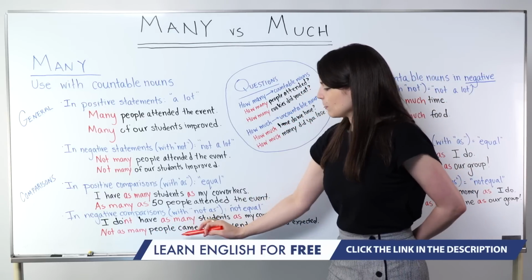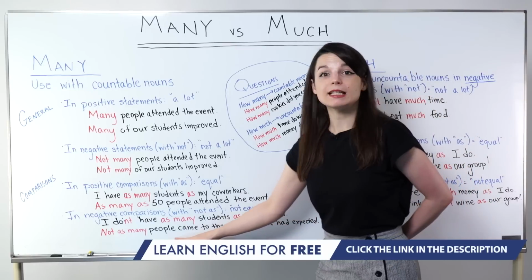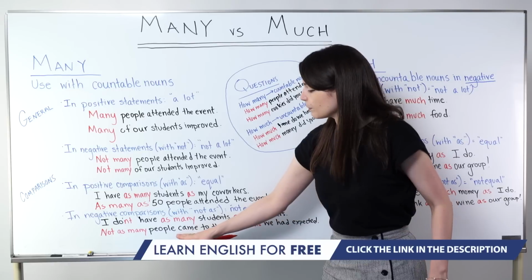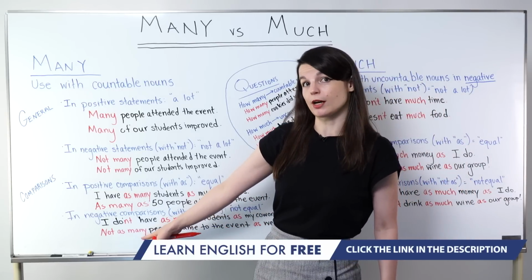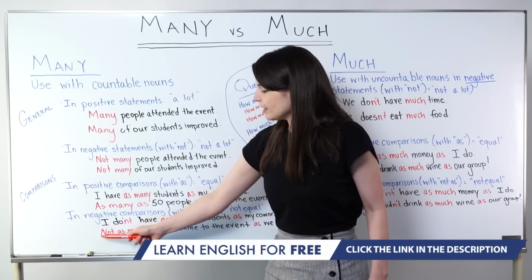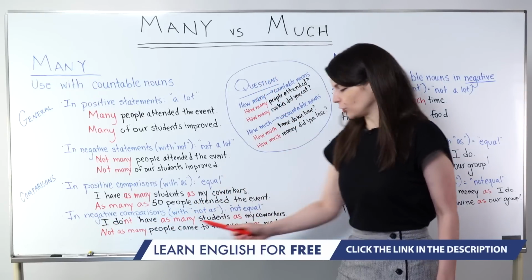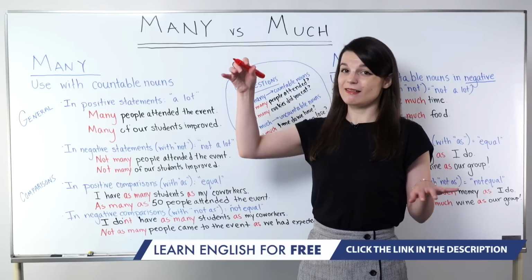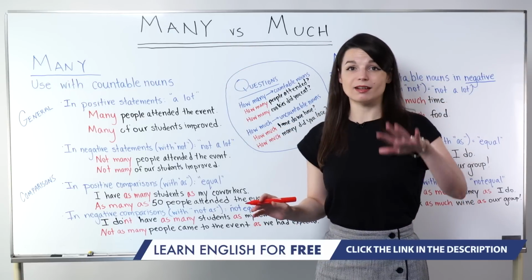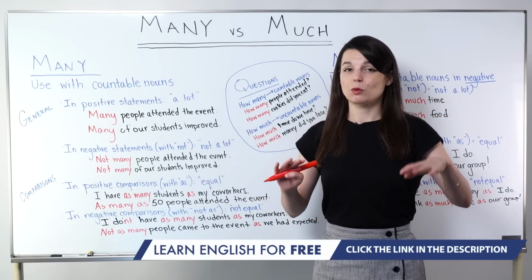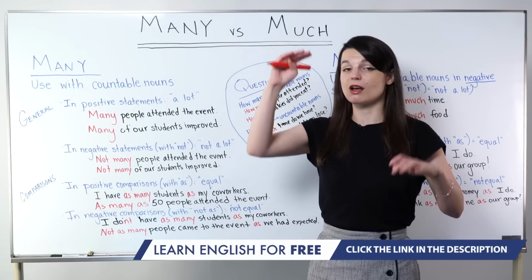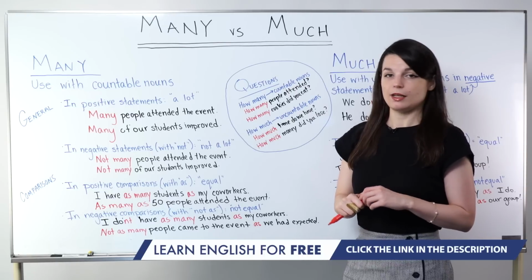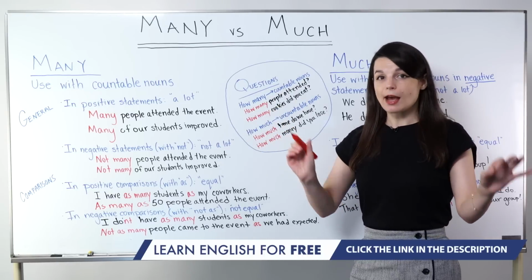But not as many people came to the event, so we need to be specific here. So not as many people did what? So we want to be specific about the group of people we're talking about. And we're showing this here is not equal to our expectation. So we see that with not as many. So this was not equal to our expectation. That means the number of people who came to the event was lower than what we had expected, was lower than our expectation. Not as many people came to the event as we had expected. So these are the uses of many with countable nouns.